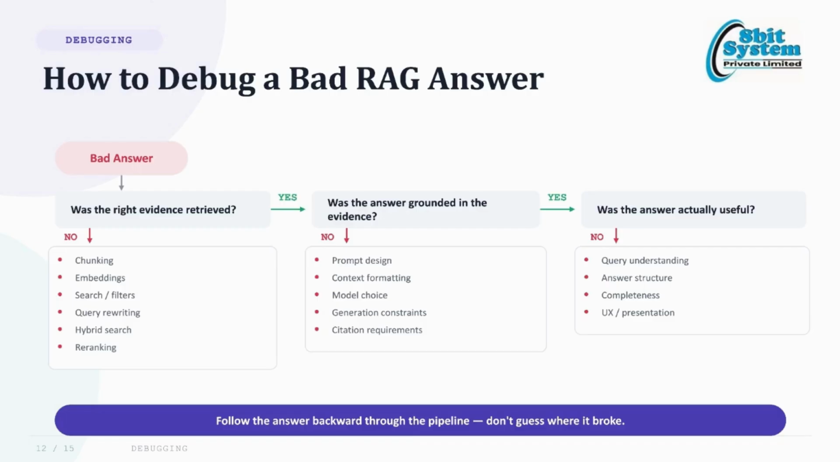First, was the right evidence retrieved? If not, fix the chunking or search. If yes, was the answer grounded in that evidence? If not, fix the prompt or the model. If yes, but it is still not useful, that's a query understanding or presentation problem.